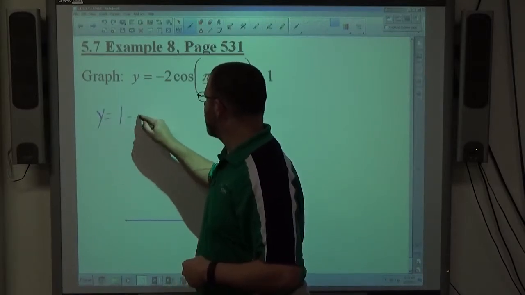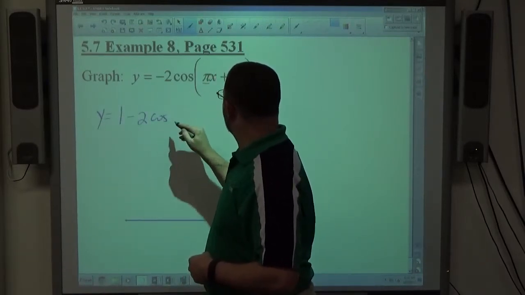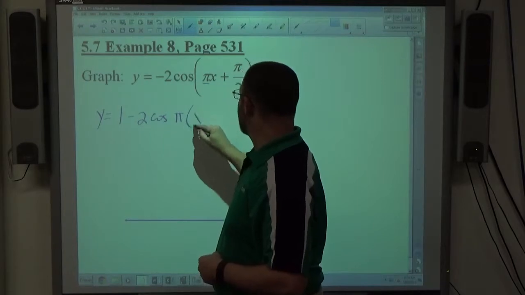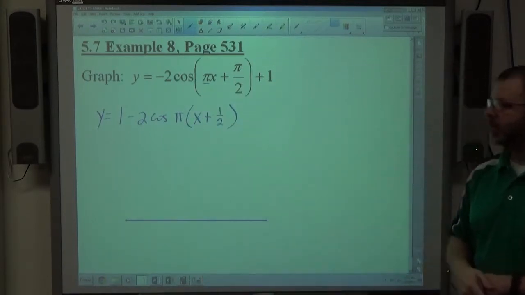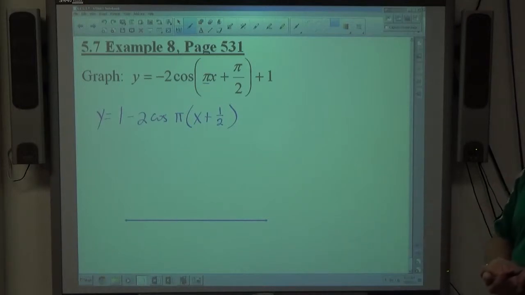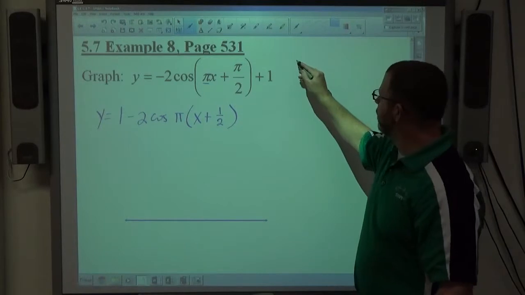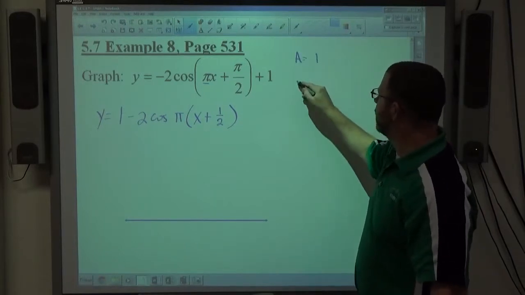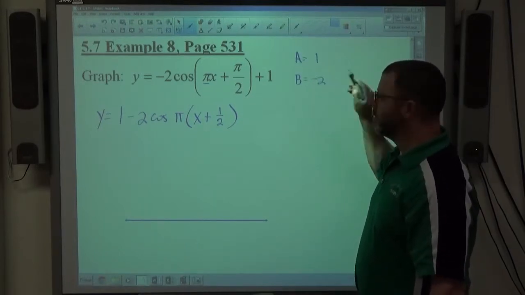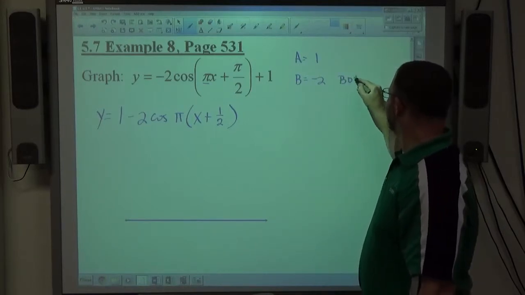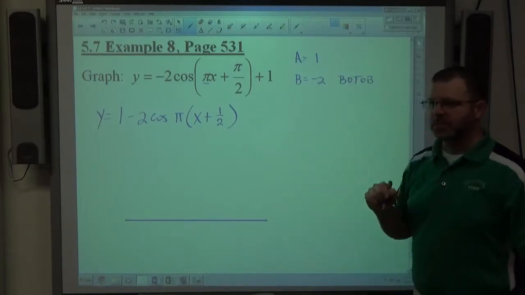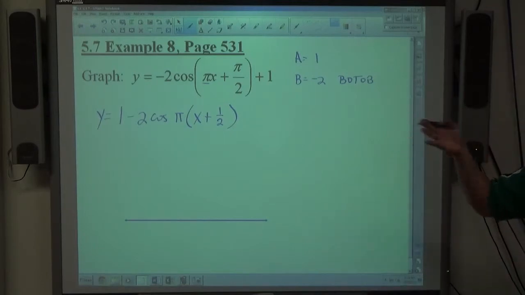Y equals 1 minus 2 cosine of pi parentheses x plus a half. Take pi out, you divide by pi, the pi on top of the pi over 2 goes away, leaving a half. So just like that, I can very easily identify the values of a, which is 1, b is negative 2, so I'm going to go up and down 2 spaces. I also know it's going to be a bow-tie. Cosine starts at the bottom or the top, negative starts at the bottom.